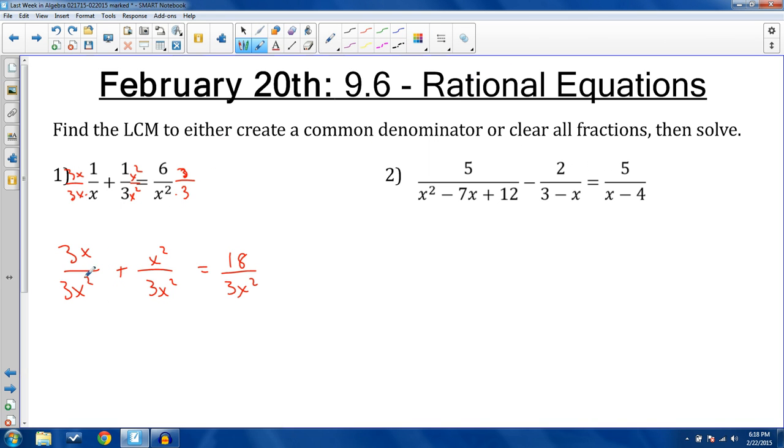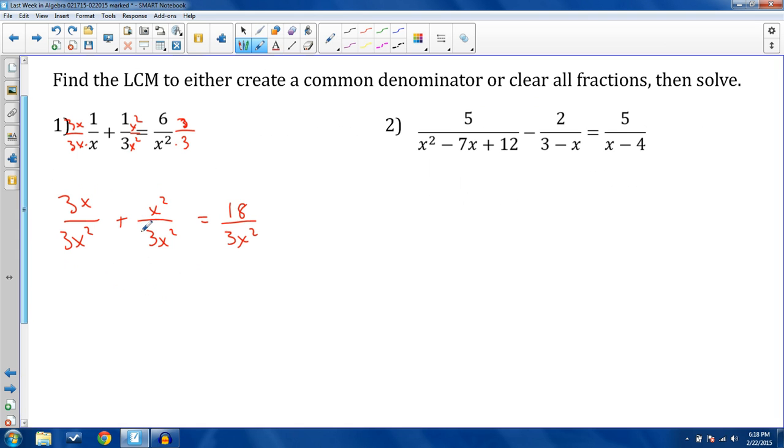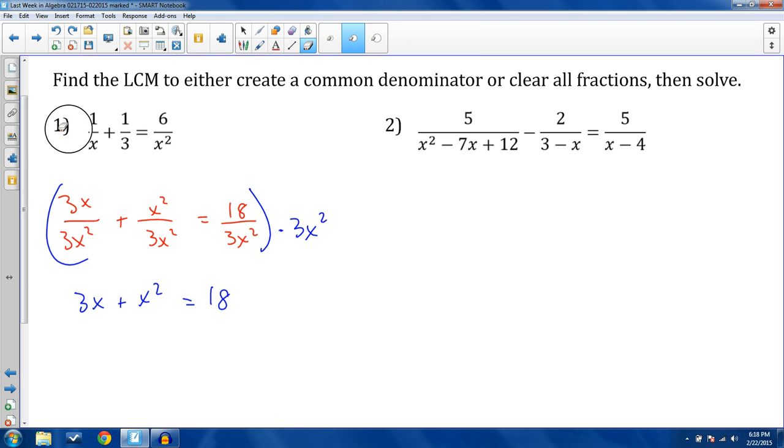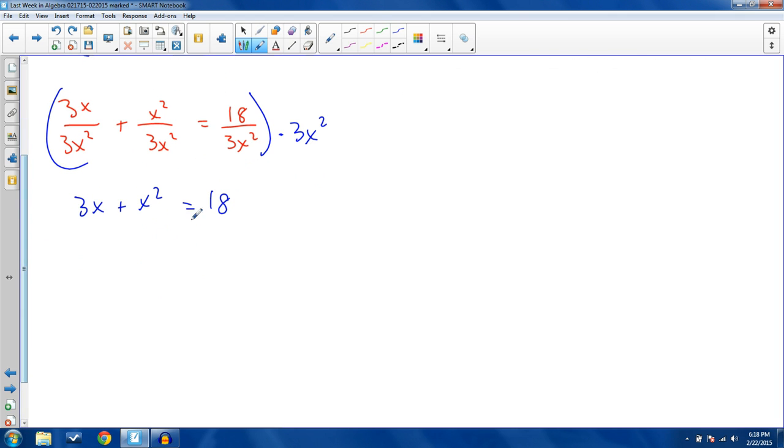If 3x over 3x squared plus x squared over 3x squared plus 18 over 3x squared, then 3x plus x squared equals 18. It's the same as leaving those guys out, or in other words, multiplying both sides by 3x squared. So if you did that from the onset, if you looked at that and said, oh, I know that that's my least common multiple, to clear all fractions, I could multiply both sides by 3x squared from the onset. You're still going to have to divide some stuff out. You're going to get to this step anyway. A lot of different ways you can look at this problem.